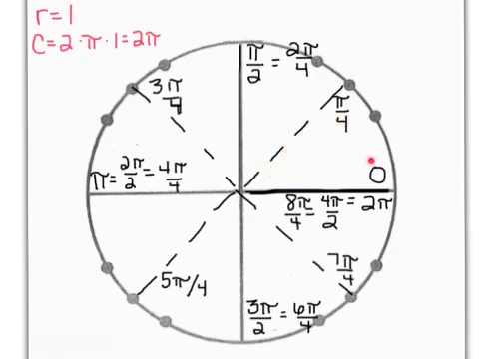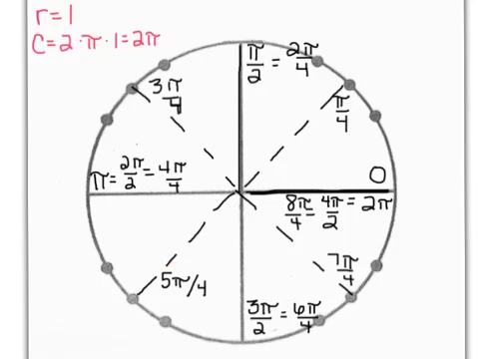So this is a pi over 4. This would be 2 pi over 4. Boom, boom, boom. That would be 3 pi over 4. Boom, boom, boom, boom. That would be 4 pi over 4. And on and on and on.